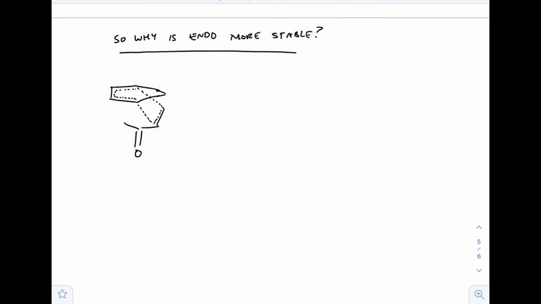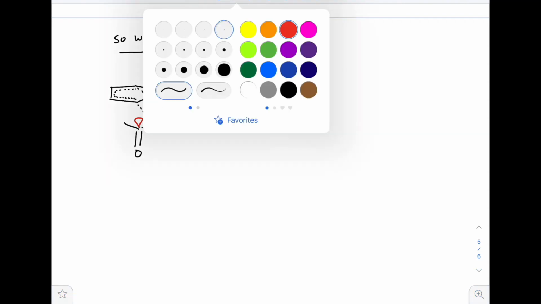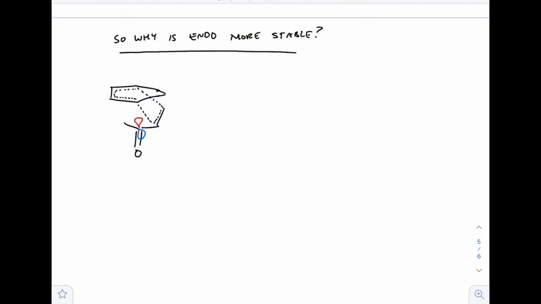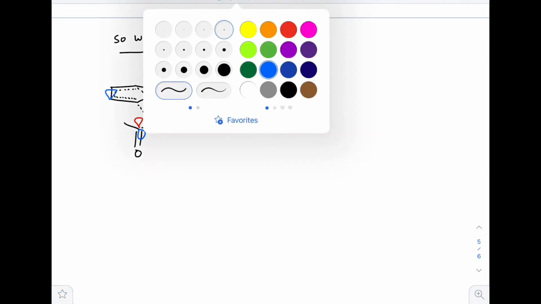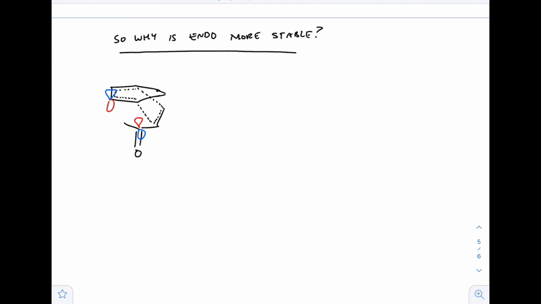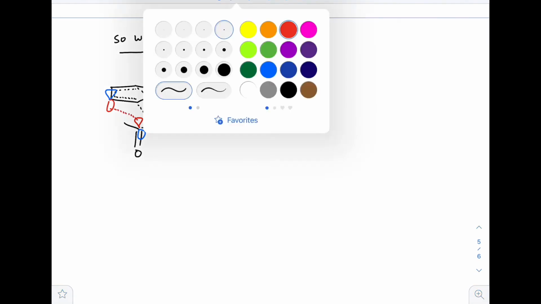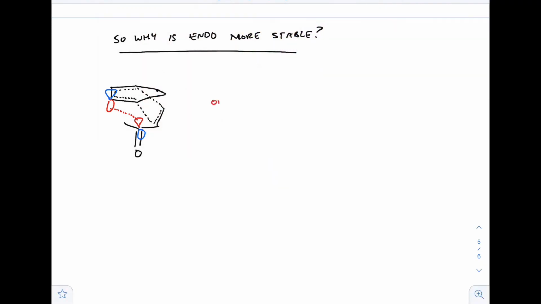Now, if we look at it like this, remember that carbonyl carbon has a p orbital that's in that pi bond, right? And that p orbital is sticking up and down. And we also have a p orbital on that diene. And those p orbitals, when oriented in this manner, can overlap, okay? And that overlap is almost like creating a bond, right?